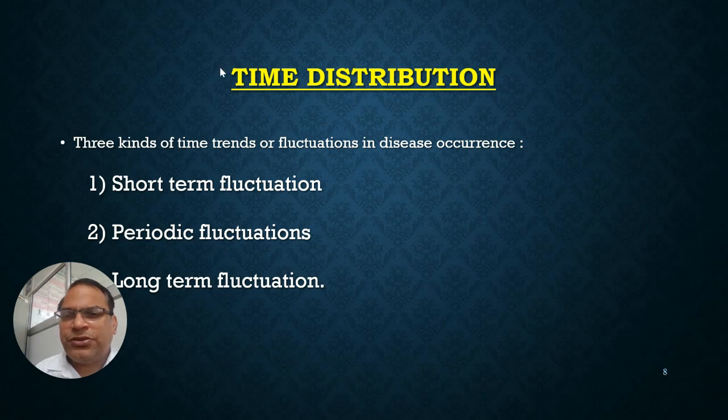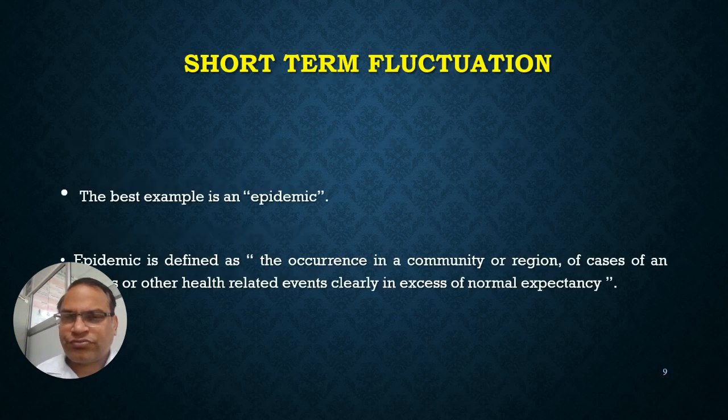Coming to time distribution, three kinds of time trends or fluctuations in disease can occur. The first is short-term fluctuation, another is periodic fluctuation, and the third one is long-term fluctuation. Coming to short-term fluctuation, the best example is epidemic. Epidemic is defined as the occurrence in a community or region of cases of illness or other health-related events clearly in excess of normal expectancy.